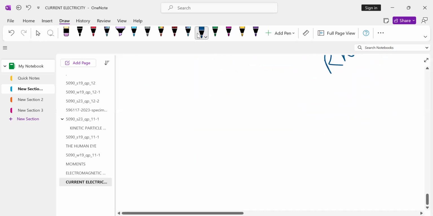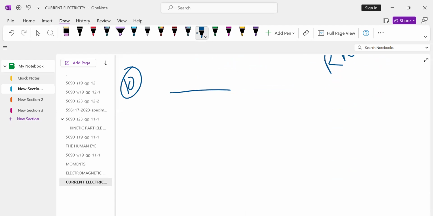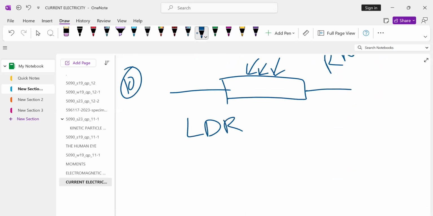Then we have number 10, which is an LDR or light dependent resistor. The one that depends on light, with arrows coming towards the resistor. So this is an LDR.